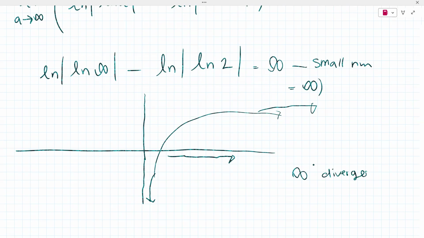Okay, so that wraps it up for the integral test. I'll stop here.